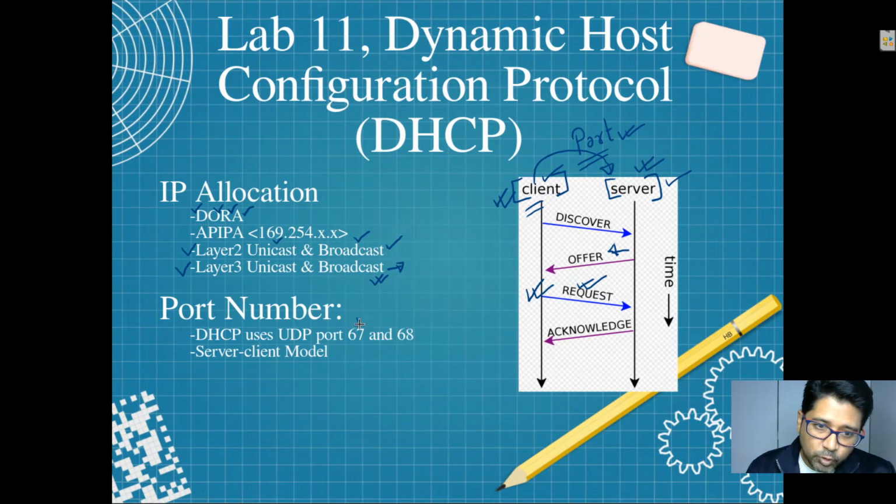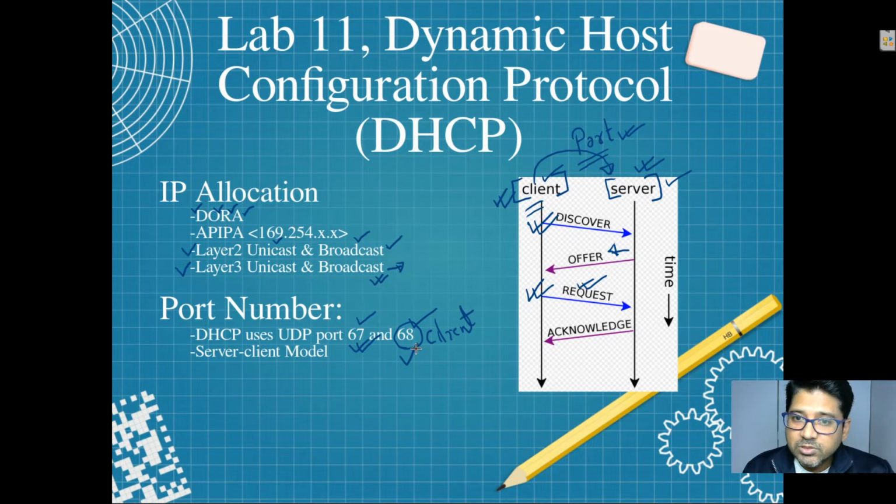So the client has a specific port number and the server has a specific port number. We have two UDP port numbers, 67 and 68. One of the ports is for the client: 68 is the source port when the client sends the discover packet, which we will debug and understand today. And the server's destination port is 67. On these port numbers they identify that they are requesting an IP address. And this is the client-server model, which has the DORA request.